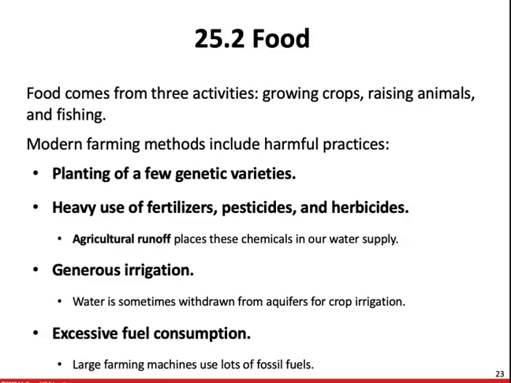Another danger that farmers need to be conscious of is too generous of irrigation. Water is sometimes withdrawn from aquifers for crop irrigation, and it can greatly deplete the groundwater table. Excessive fuel consumption: irrigation pumps remove water from aquifers, but a lot of times those rely on the burning of fossil fuels in order to pump water out of those aquifers. Large farming machines use lots of fossil fuels as well.